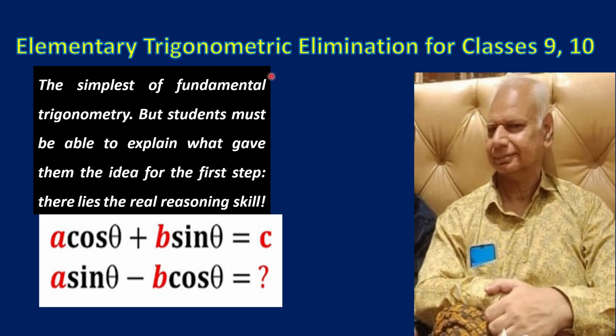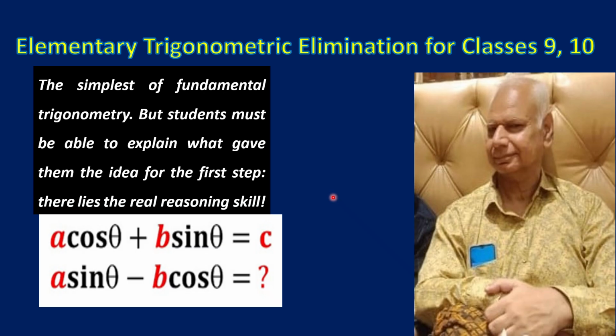Elementary trigonometric elimination for classes 9 and 10. This is the simplest question, the easiest question, and maybe the student will solve it, but the student must explain what gave them the idea for the first step. If they can give a reason, a logic for the first step, then their reasoning skill is excellent and trigonometry is really on the tips of their fingers.